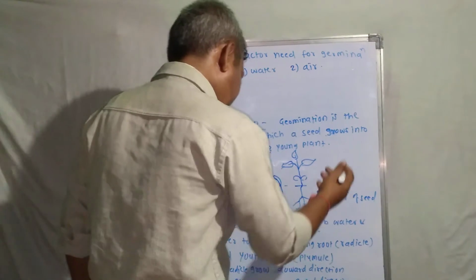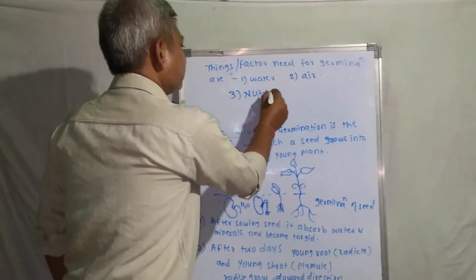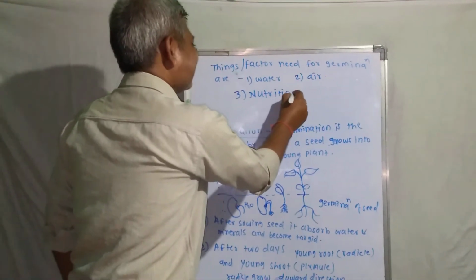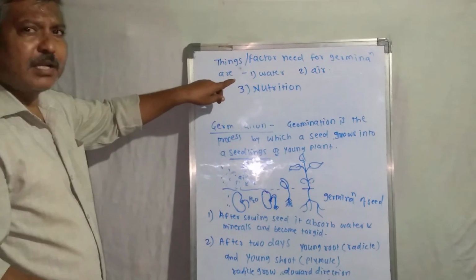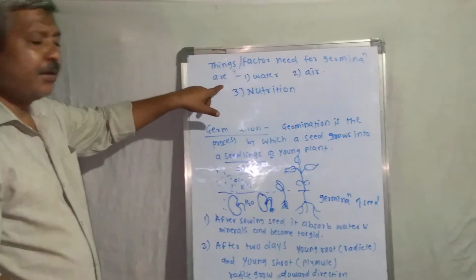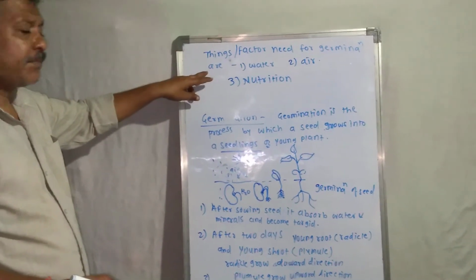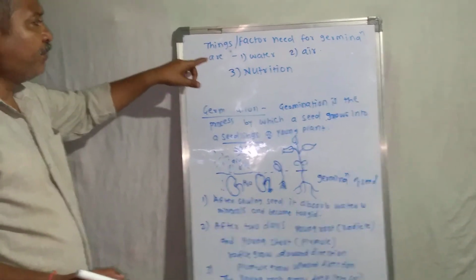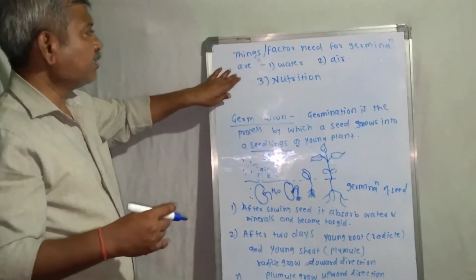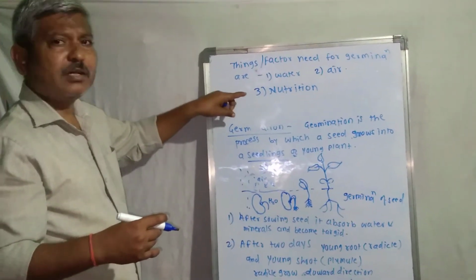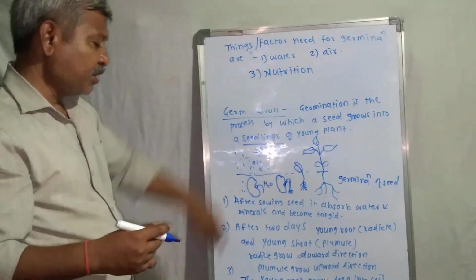Then the third one is nutrition. That soil contains all the nutrients, particularly nitrogen or protein, which is required for the growth of the plant. That's why the farmers use fertilizers to maintain the nutrition of the soil.